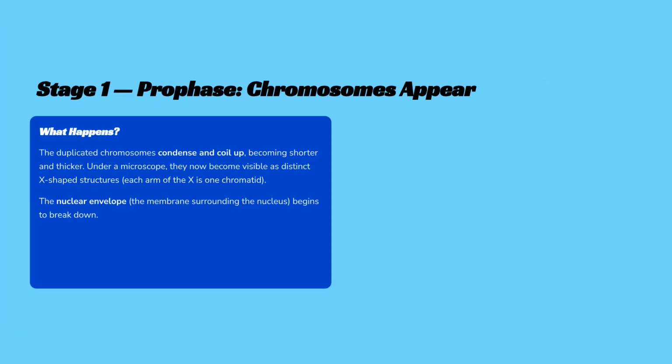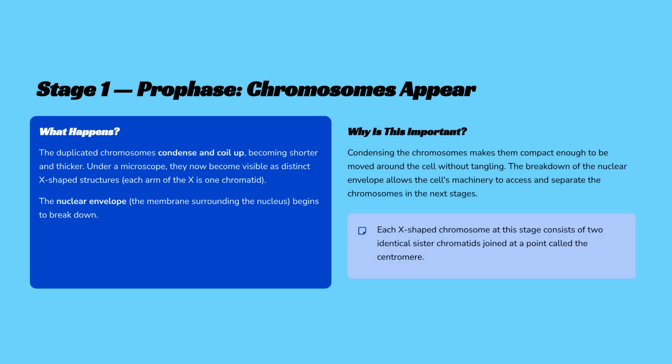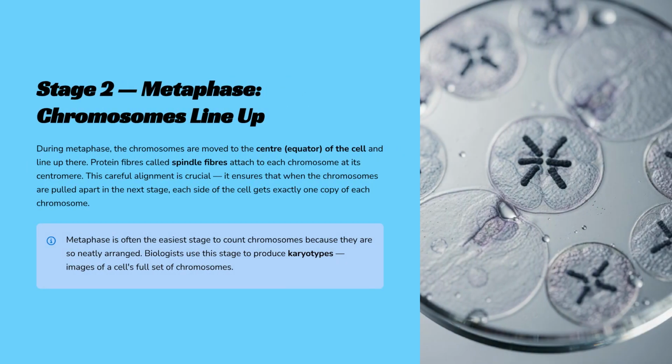Here, duplicated chromosomes condense and coil up, becoming visible as distinct X-shaped structures. The nuclear envelope begins to break down, allowing the cell's machinery to access the chromosomes. Stage 2 is metaphase. Chromosomes move to the center of the cell and line up along the equator. Spindle fibers attach to the centromere of each chromosome. This alignment ensures each new cell receives one copy of each chromosome.